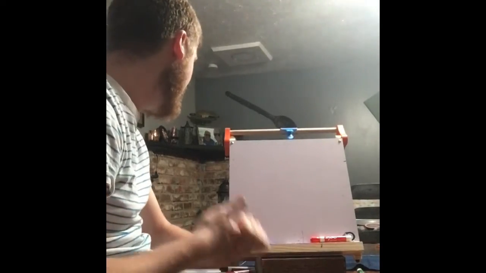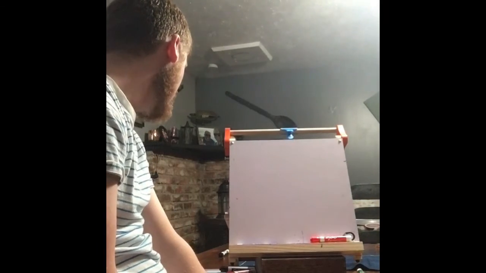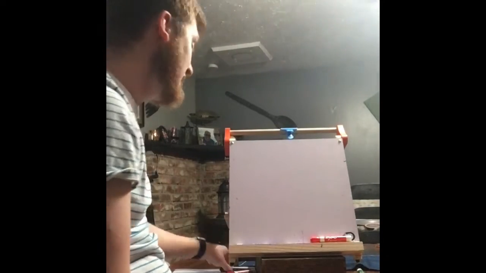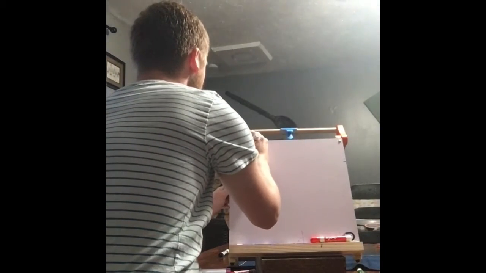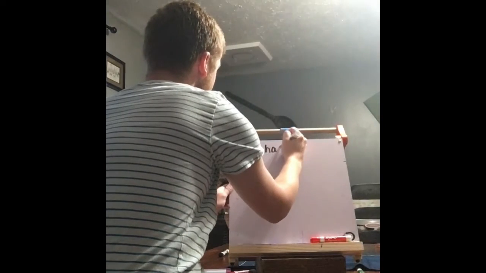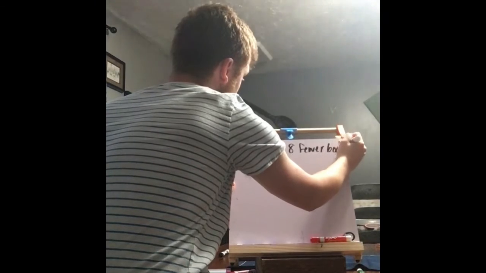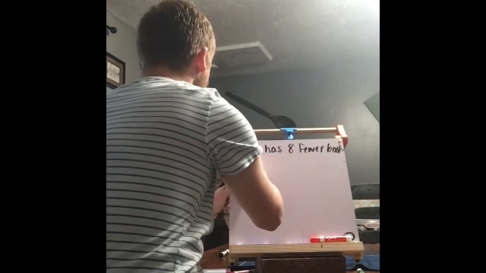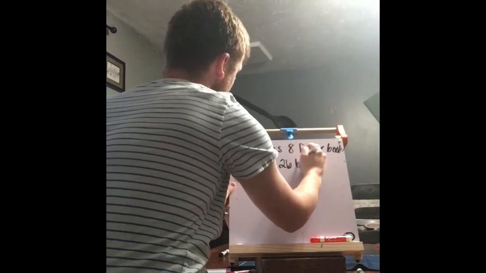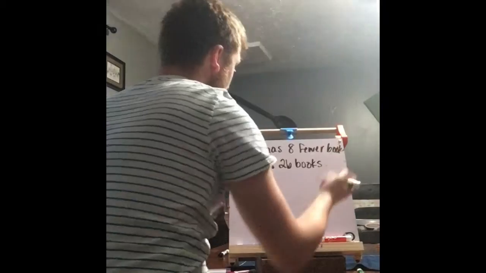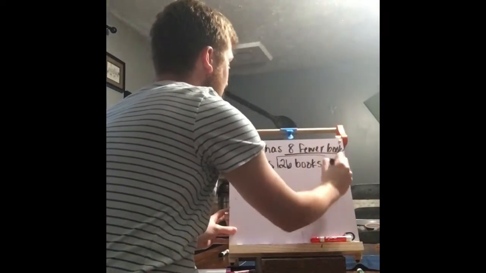One says Claire has 8 fewer books than Mai. If Mai has 26 books, how many books does Claire have? So I'm going to write some numbers up here. Claire has 8 fewer books. Mai has 26 books. Okay? So she has 8 fewer books. Mai has 26 books in total. Okay?